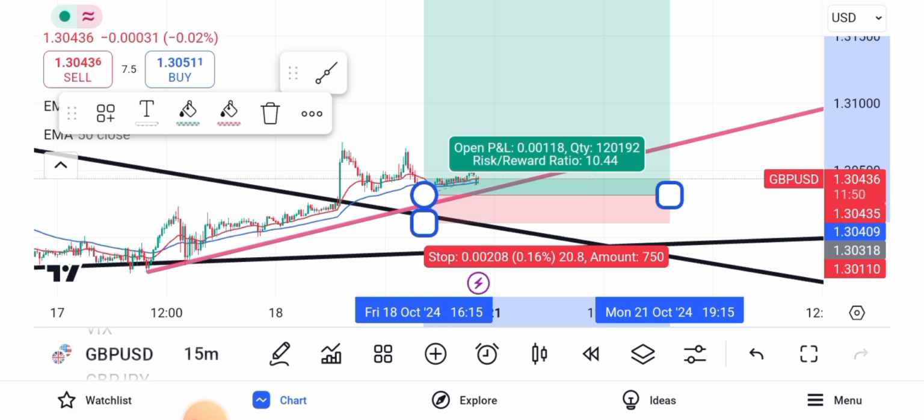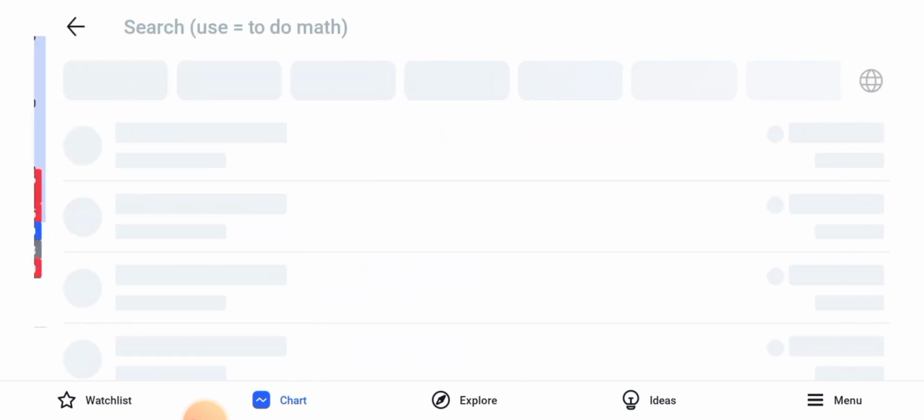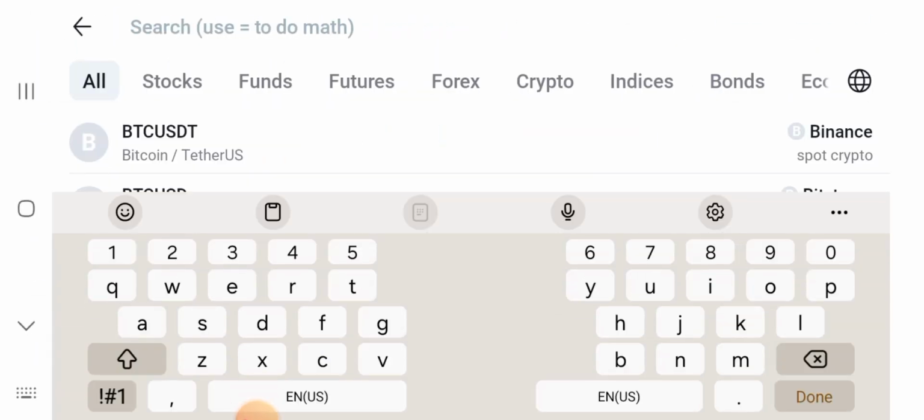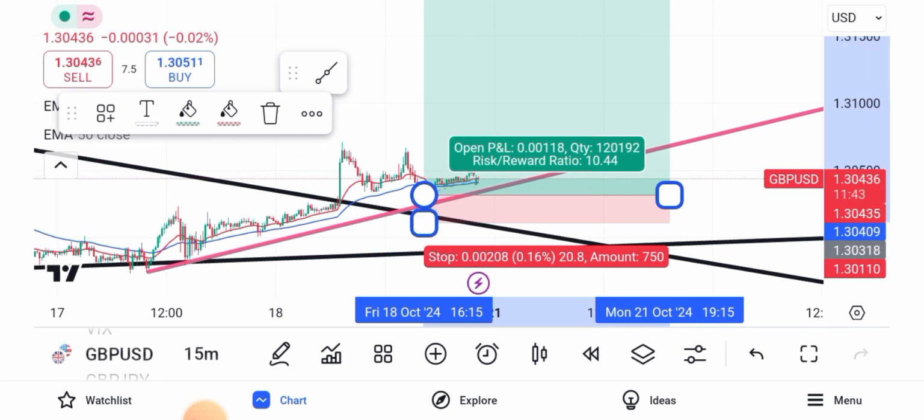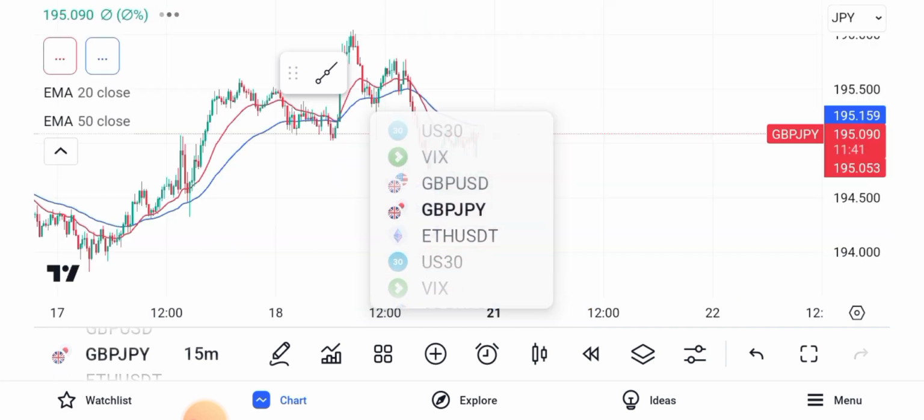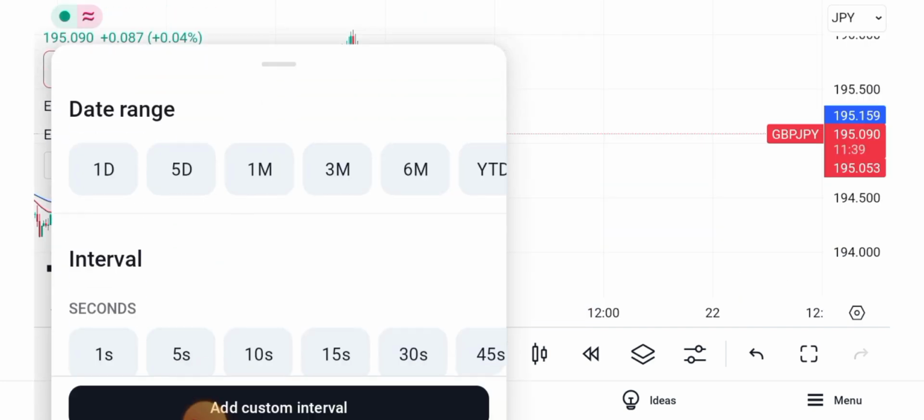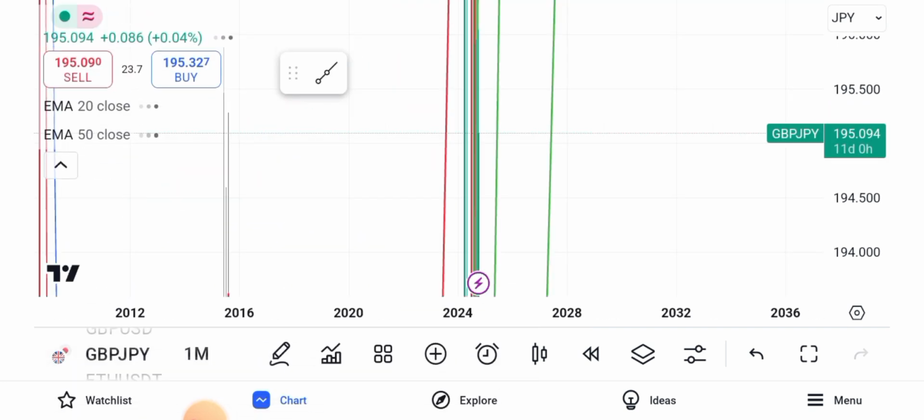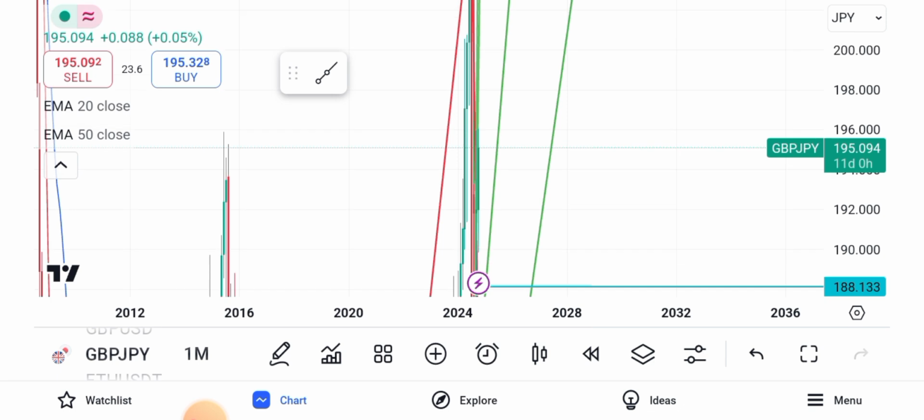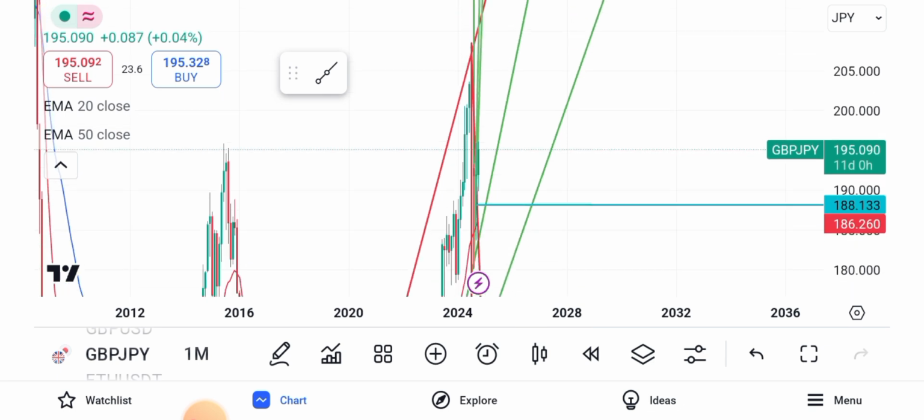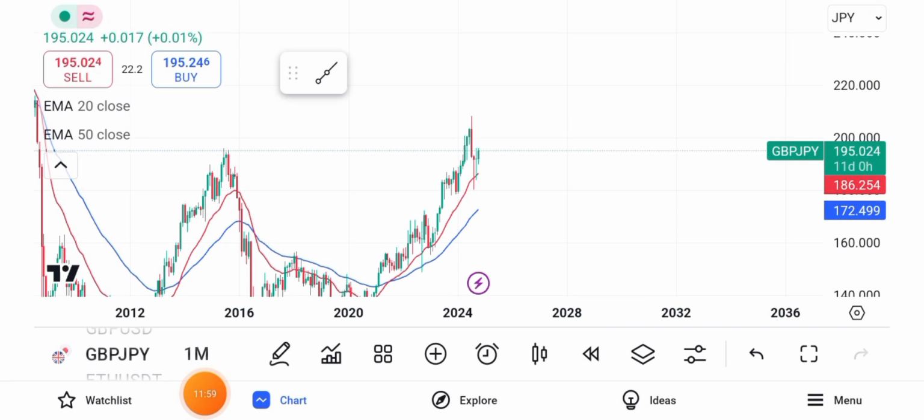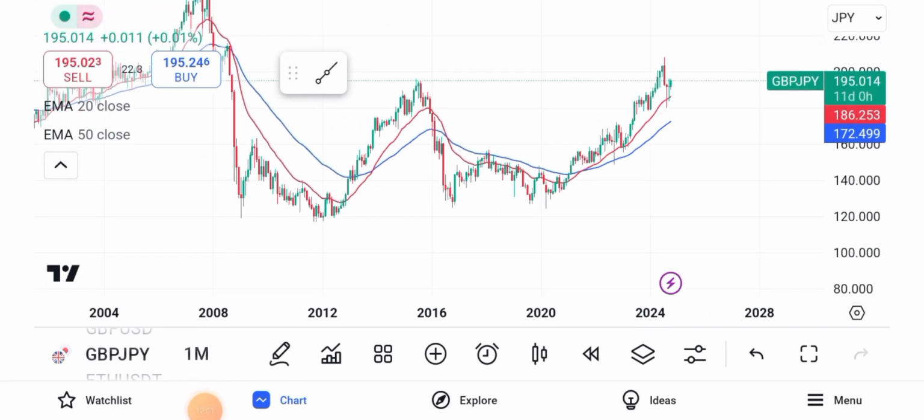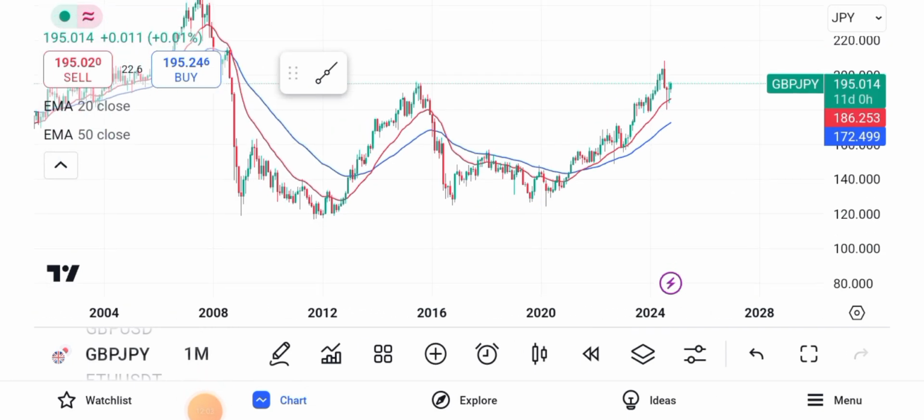Let's go into GBPJPY. This week we are not solo trading, we are double trading. We're also going to be looking at GBPJPY, which is really exciting. Okay, so we're starting out with our monthly chart.